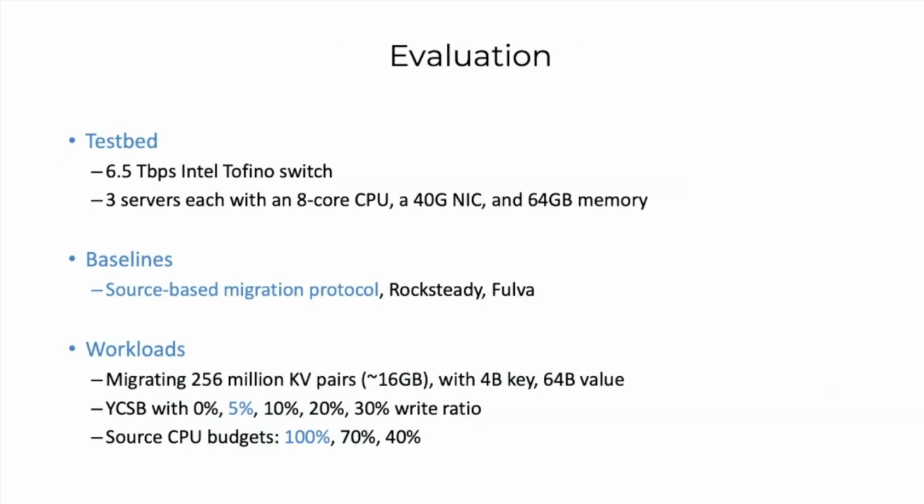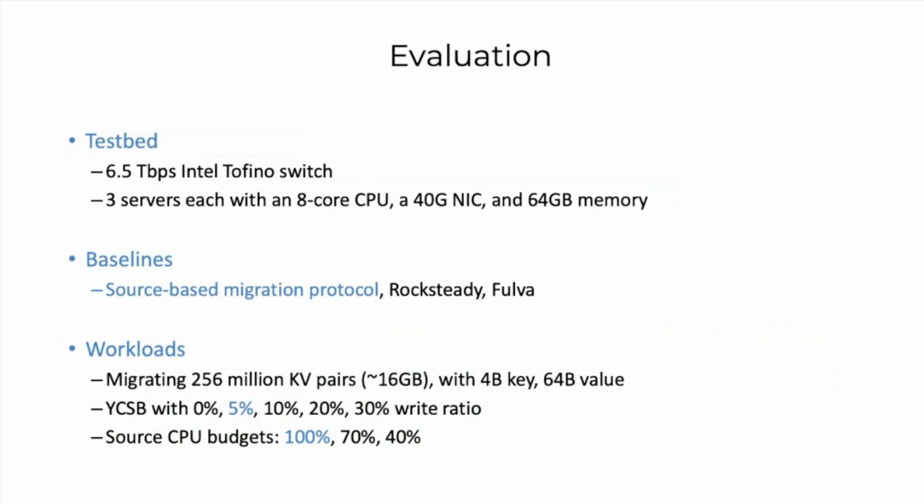And here we evaluate the NetMigrate system with 3 commodity servers representing a client, a source node, and a destination node. And all of them are connected with an Intel Tofino switch. And we compare NetMigrate with 3 kinds of baselines. And all of them are migrating 16 gigabytes of key-value pairs from the source to the destination. The query workload is YCSB with different write ratios.